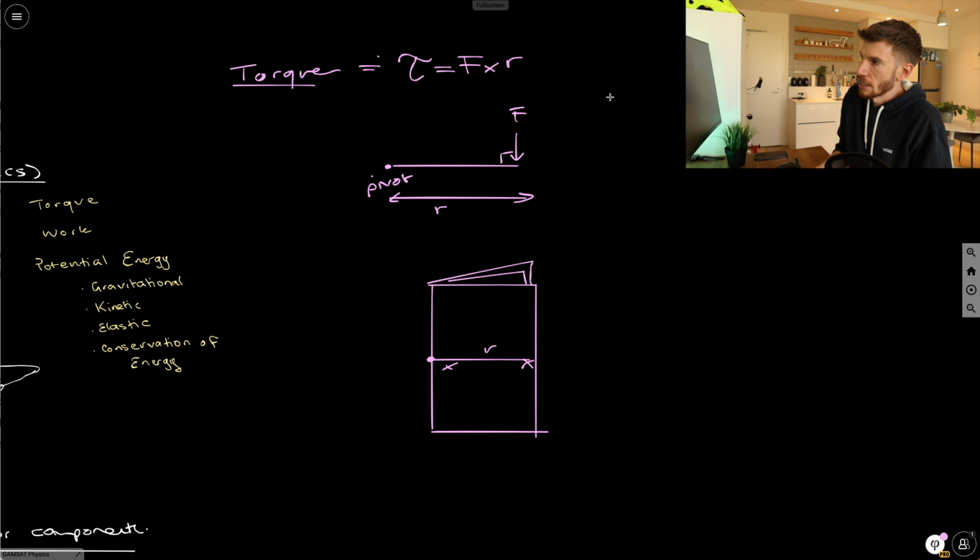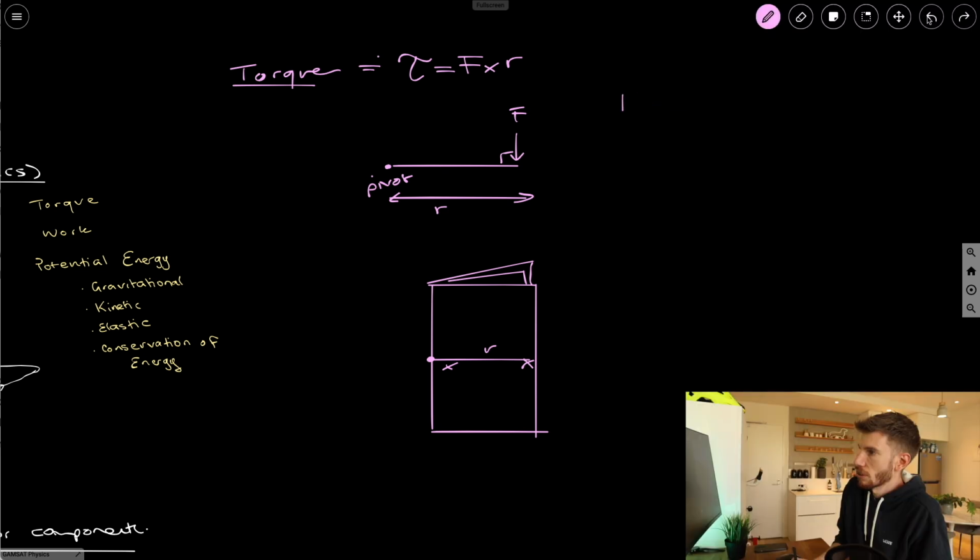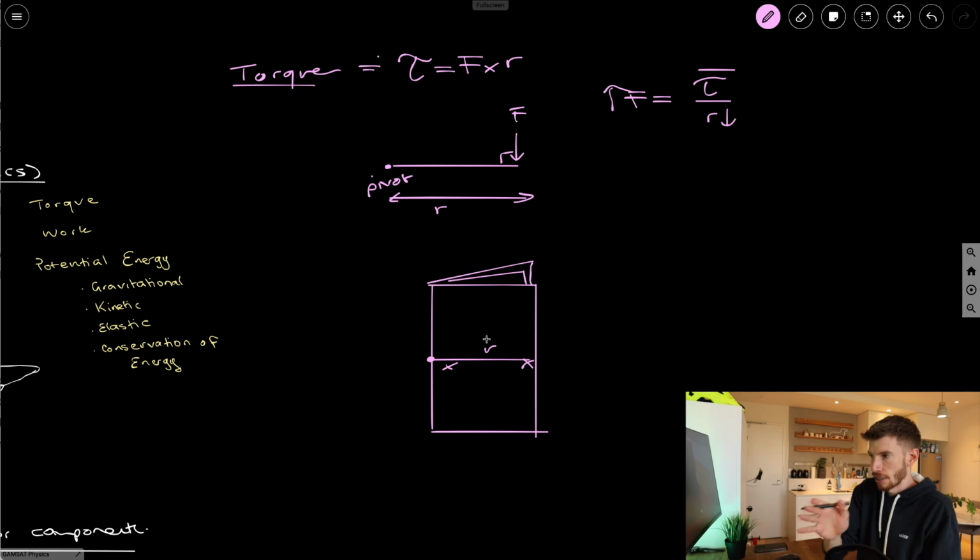And the reason for that is because if we solve for force, force is equal to torque divided by radius. So if you decrease the radius and you want to keep the torque constant, that would mean that the force required has to go up in response, and vice versa. You could even test it. You get to the edge of a door and you press further and further towards the handle, and you'll find that it gets easier, requires less force to apply the same amount of torque.